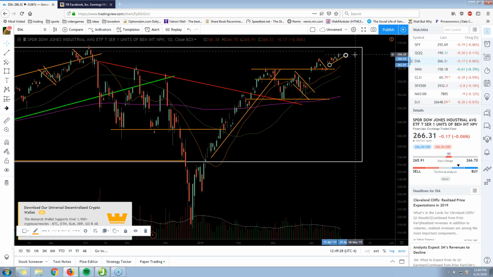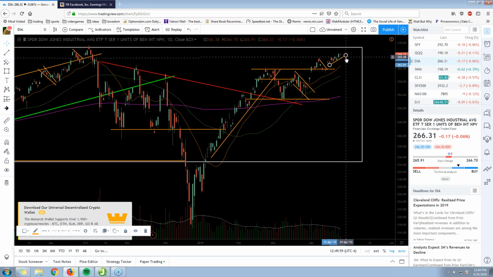Overall, this looks like another index that wants to make its way to all-time highs. If the S&P 500 hits theirs, there's a good chance the Dow Jones will follow through and hit it in the next couple of days, if not a week after. And overall, everything I just said about the other two, the S&P 500 and the NASDAQ, applies to the Dow Jones. We've got the 20 and the 50-period moving averages moving nicely upwards in a pretty bullish alignment.